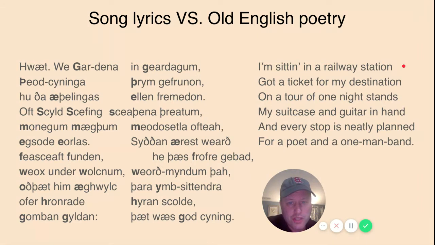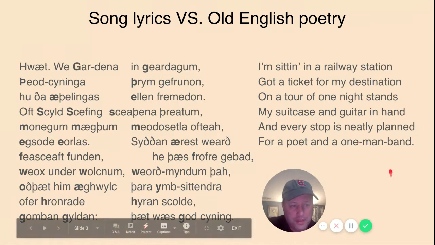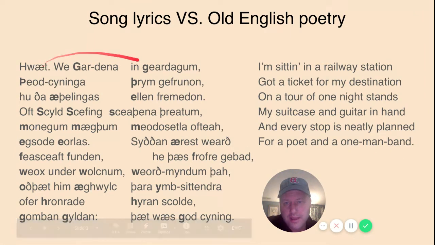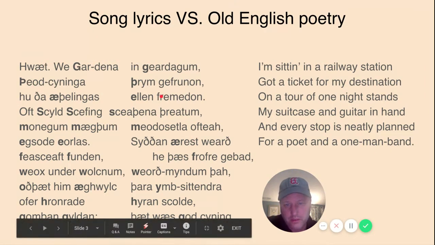You might like the music, you might not, but regardless of what kind of music you like, the reason we can memorize song lyrics so easily is that station, destination, stands, hand, plan, band. Contemporary song lyrics are built based on vowel repetition, rhyme. And we'll notice that whatever this is, and we come to learn that it's Anglo-Saxon poetry, it doesn't rhyme.